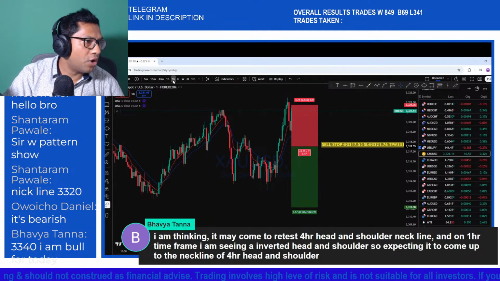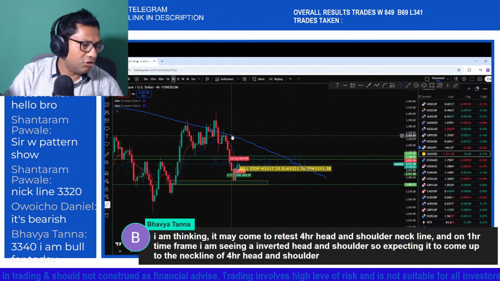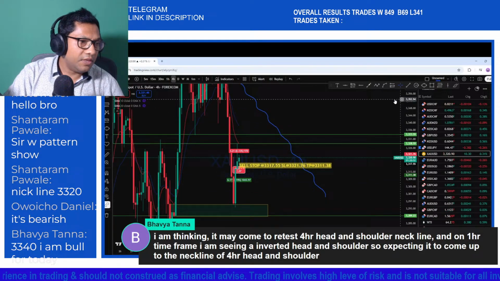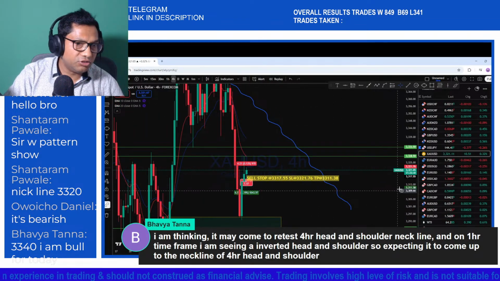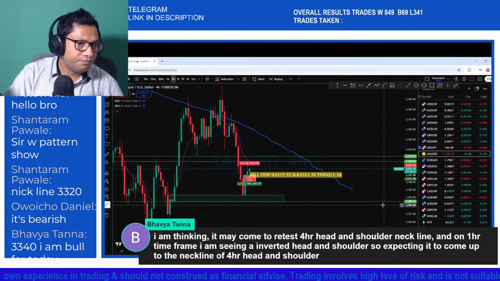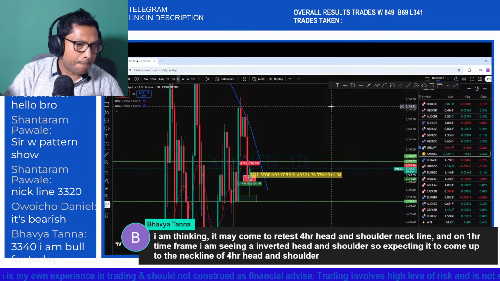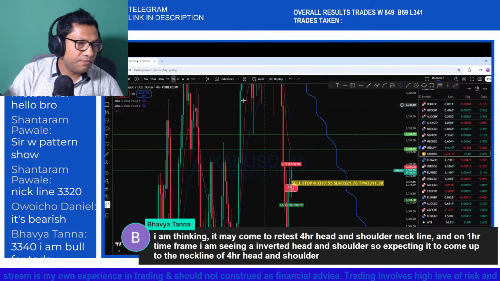If you look at the 4-hour, this head and shoulder that you are talking about, it's already there, right? So you can see that in the beginning we have seen a retest of the 3328 level, and the bias is very strongly bearish.